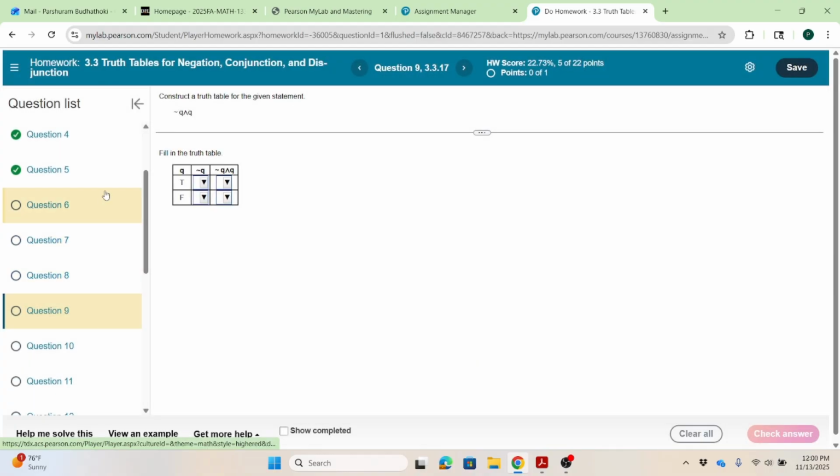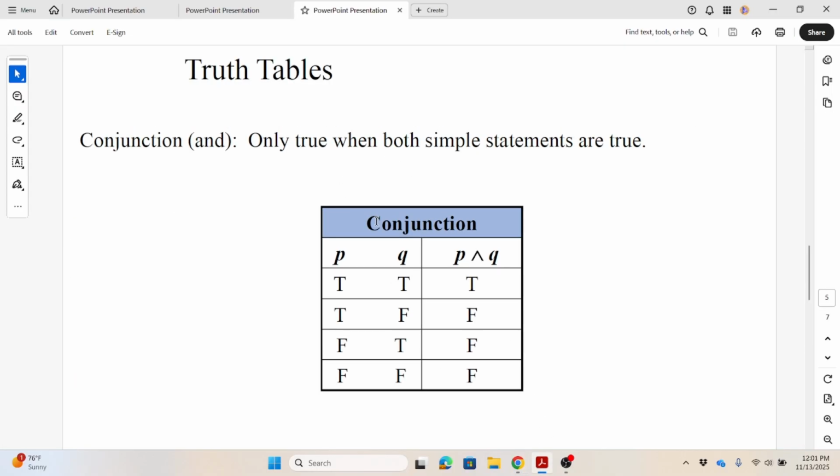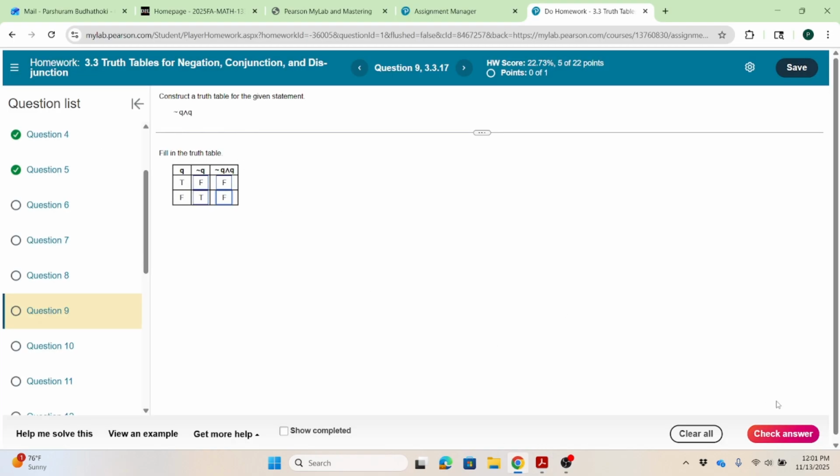Let's create the truth table for this one. You have two statements, Q and its negation. If Q is true, then the negation is supposed to be false. If Q is false, then the negation, meaning the opposite, is true. Now we are taking AND. If Q and the opposite of Q, if any of them is false, then it's supposed to be false from the truth table of conjunction. The conjunction AND statement would only be true if both of them are true. Otherwise, in all other cases, it's supposed to be false.